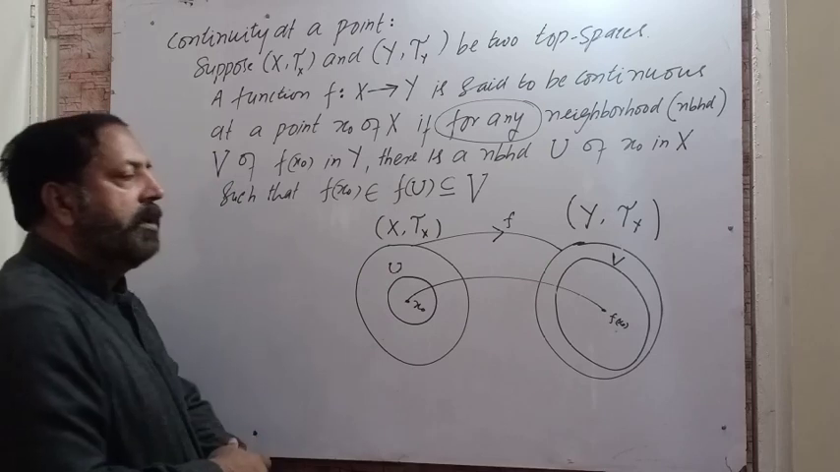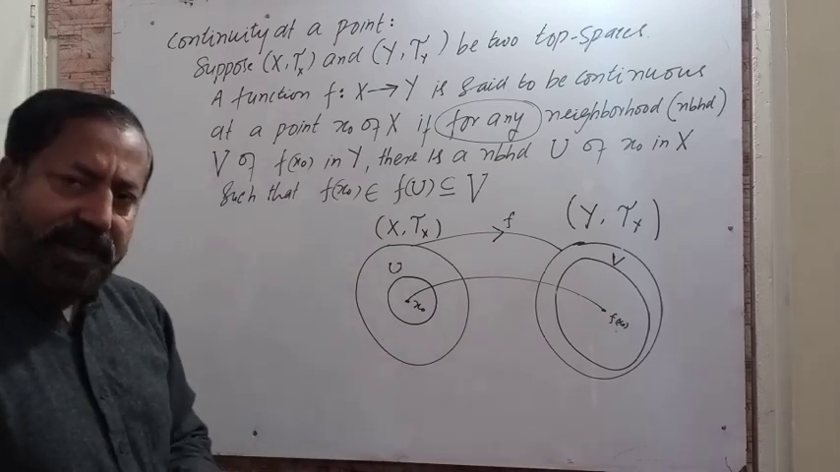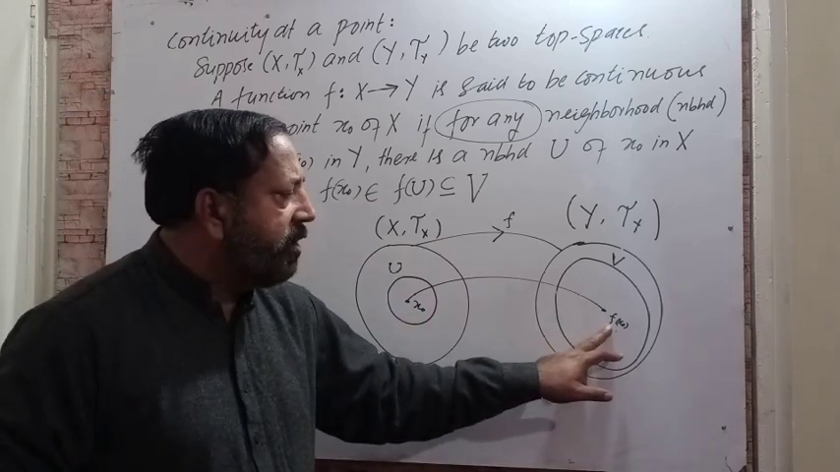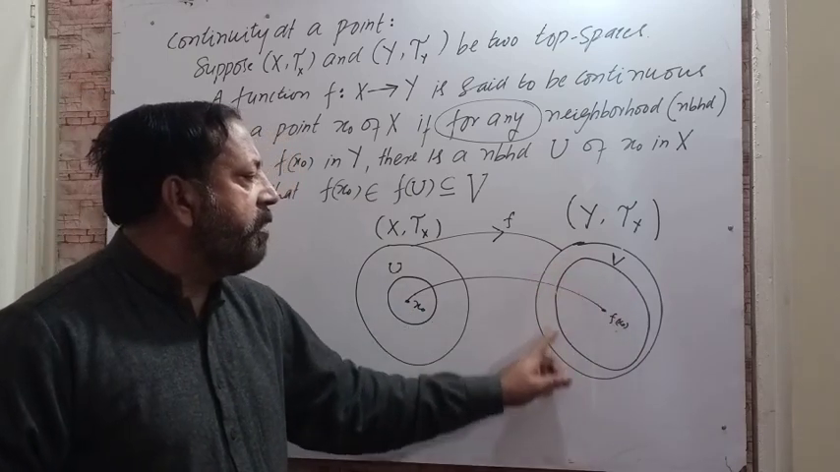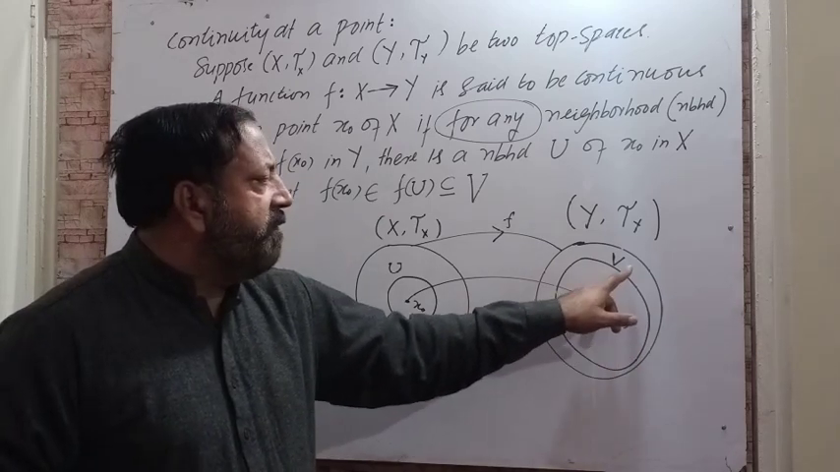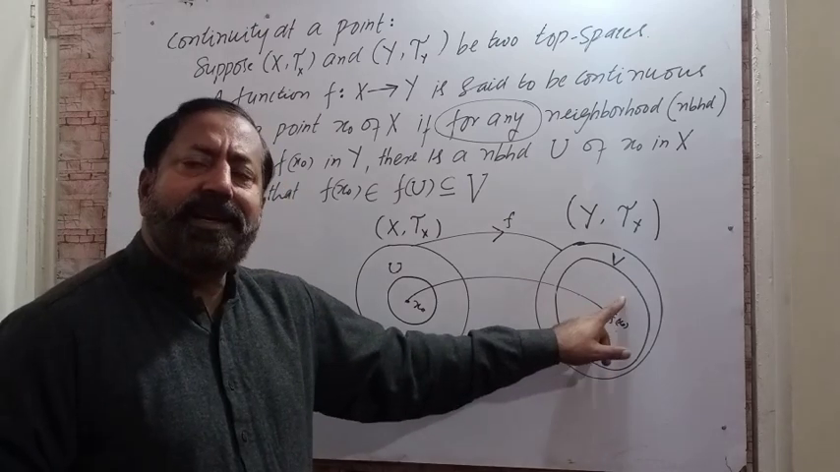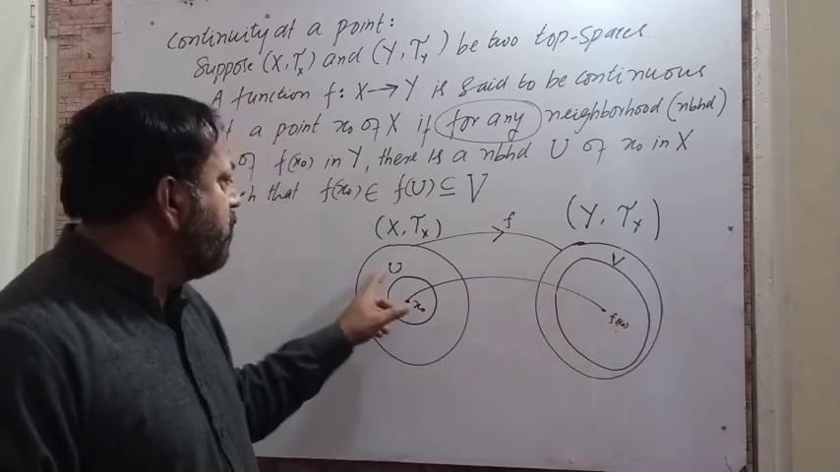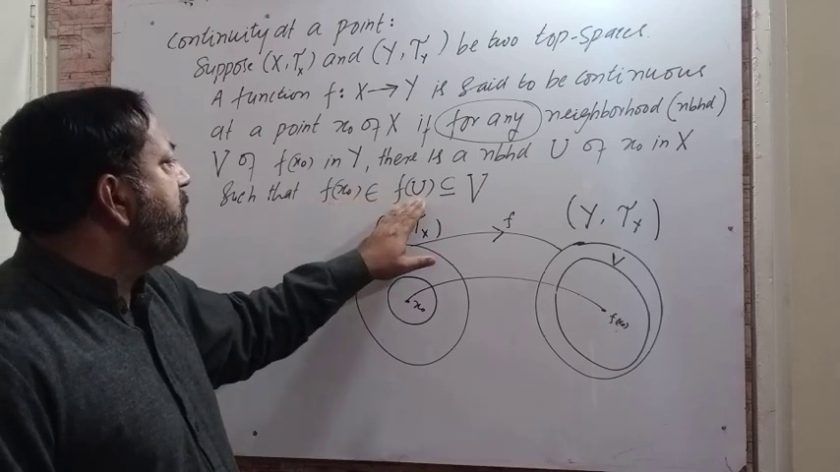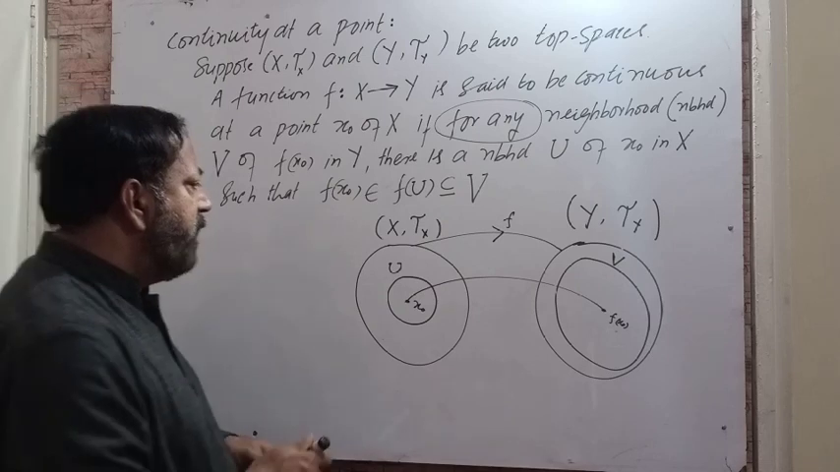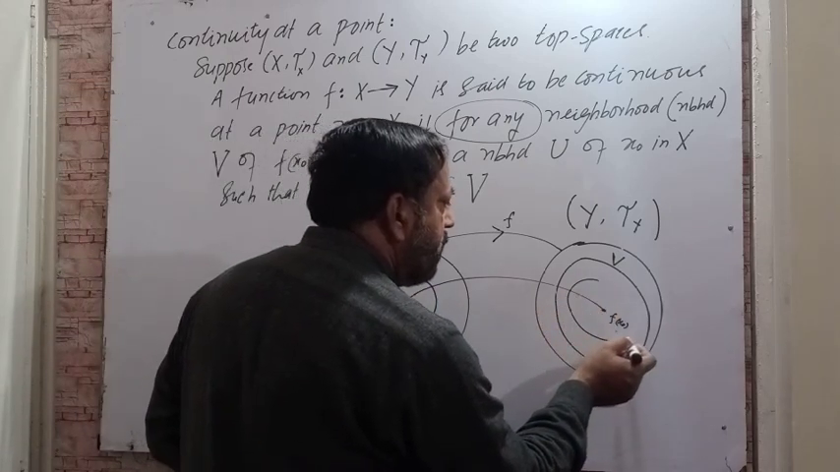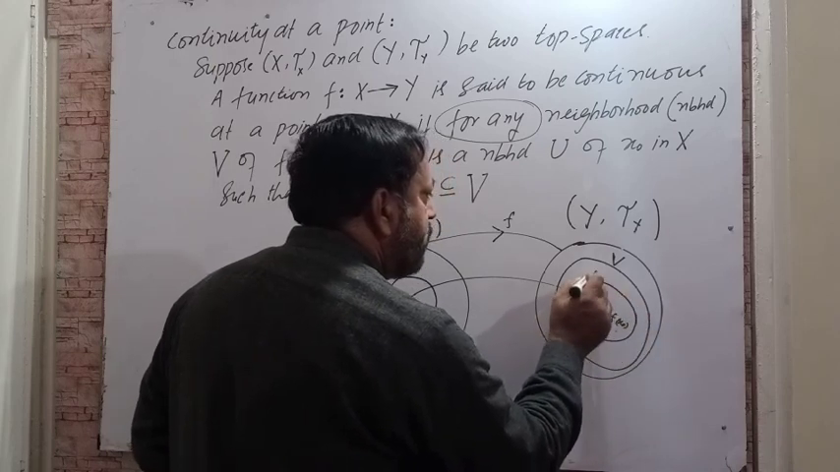The idea is, you take x₀, then take its image f(x₀), then find a neighborhood of this point f(x₀). If V is a neighborhood of f(x₀), then there must be a neighborhood U of x₀ such that f(x₀) belongs to f(U), which is contained in V. So the image set of U is in fact inside the neighborhood V. This is your f(U).